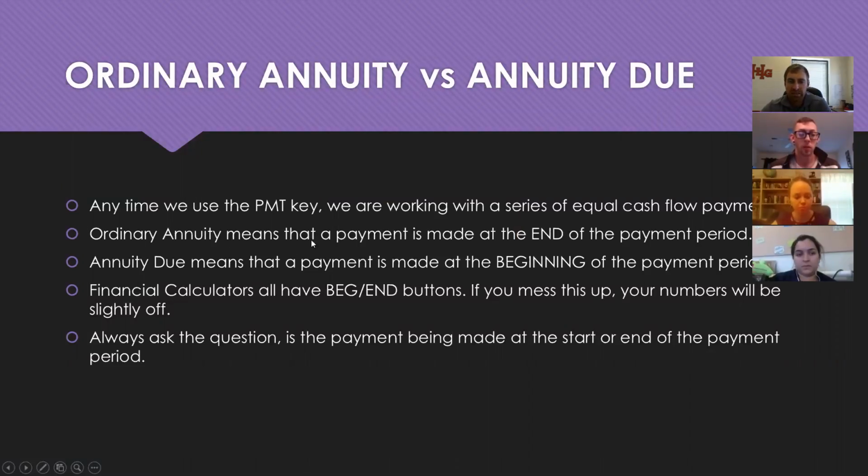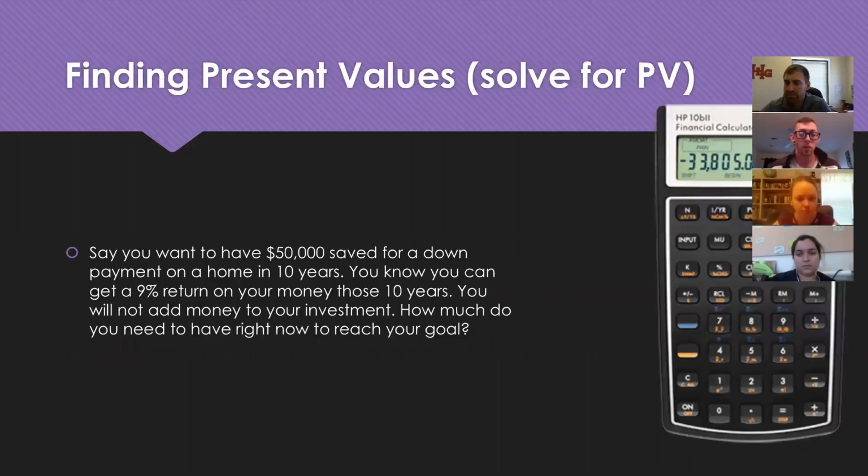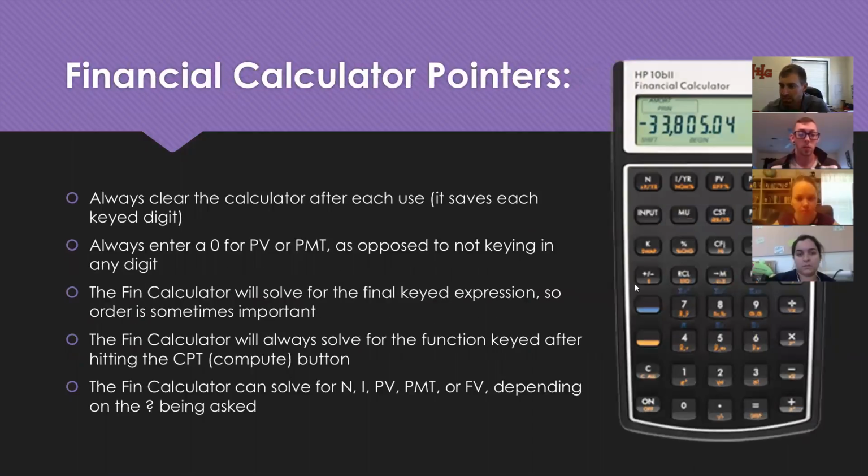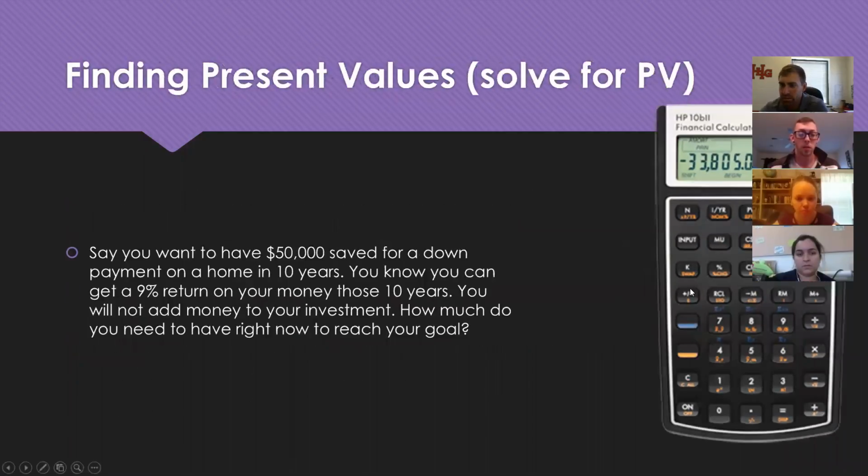Ordinary annuity means that we're making a payment at the end of a payment period. An annuity due means that we're making it at the beginning, and that's going to change the numbers around a little bit. Financial calculators have a beginning and end button.